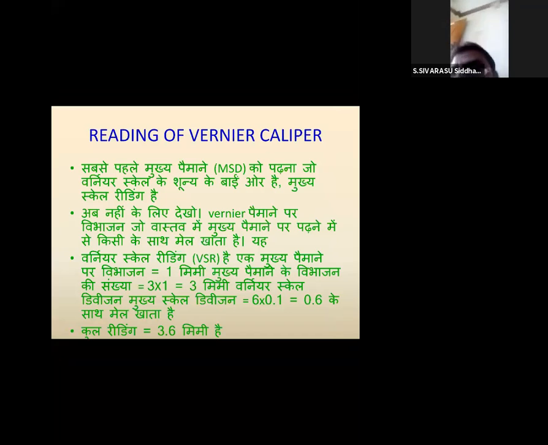So first read the main scale division which is to the left of the 0 of the vernier scale; that is the main scale reading. Thereafter look for the division of the vernier scale which exactly coincides with any one of the main scale divisions. One main scale division equals 1 mm. The number of main scale divisions is 3 into 1 mm, 3 divisions.